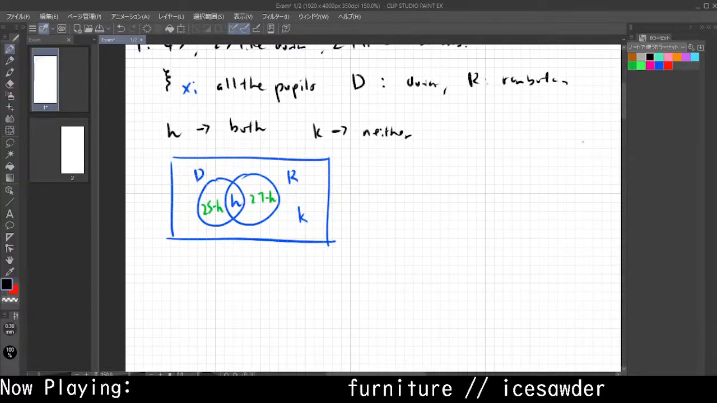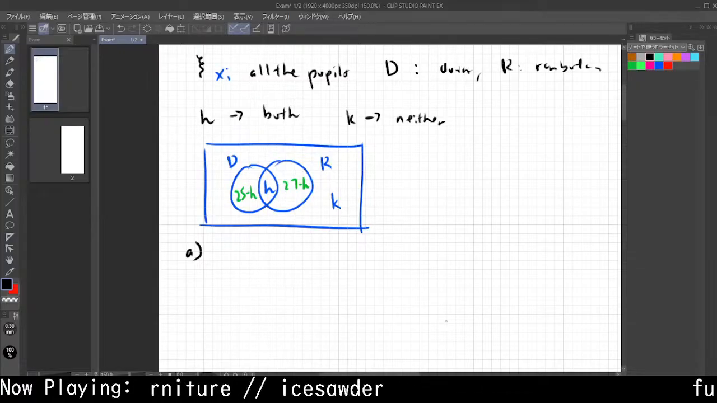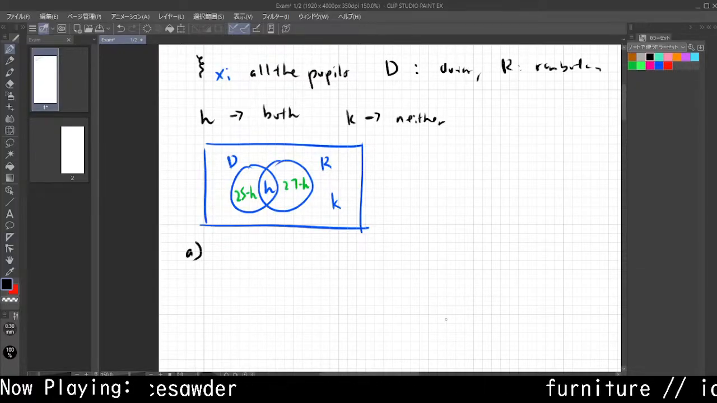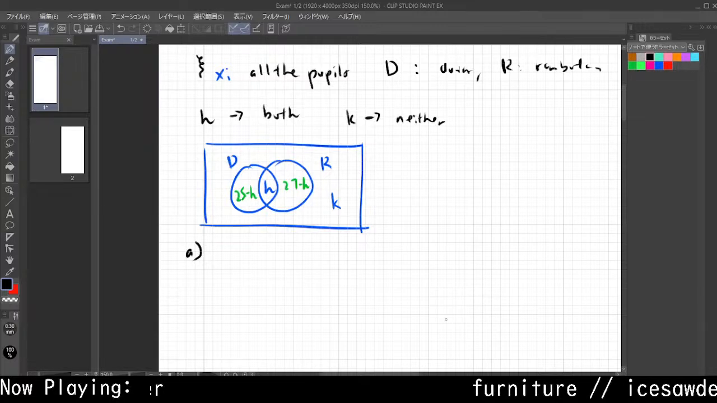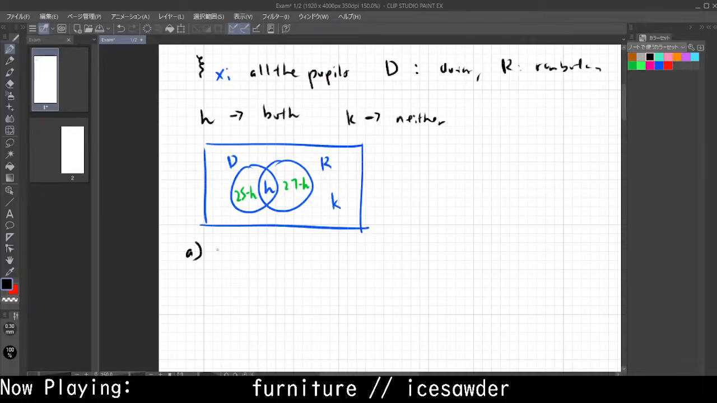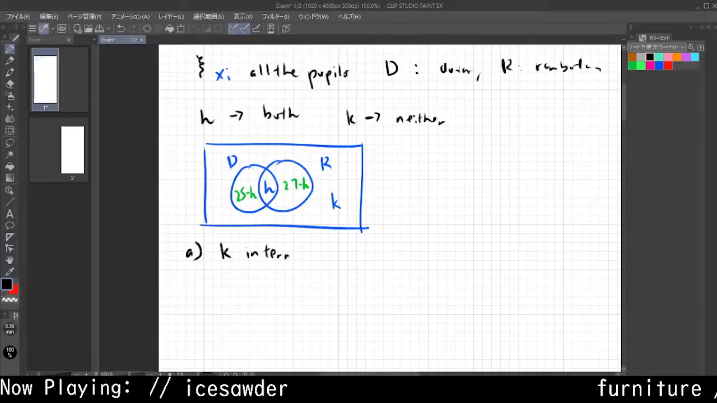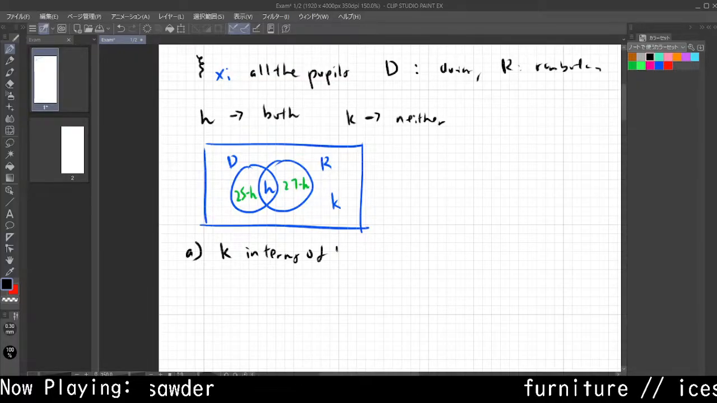Therefore, sub-question A asks us to express the number of pupils who like neither in terms of H. The number of pupils who like neither is a very long phrase, but it essentially refers to K. So part A wants you to find K in terms of H.